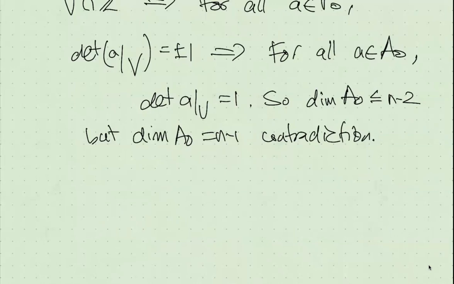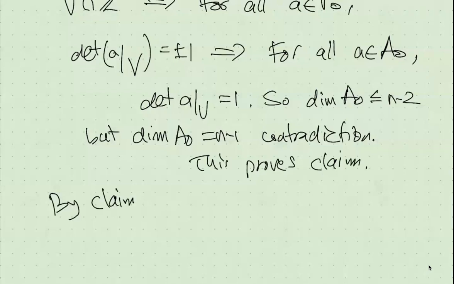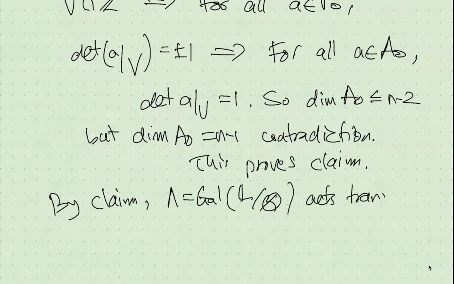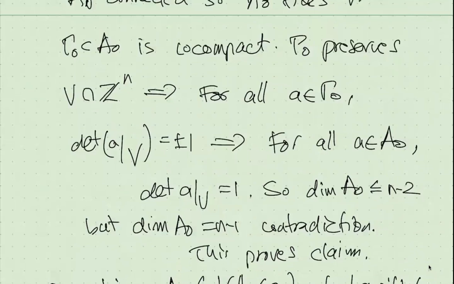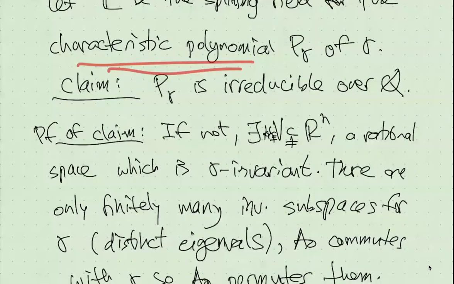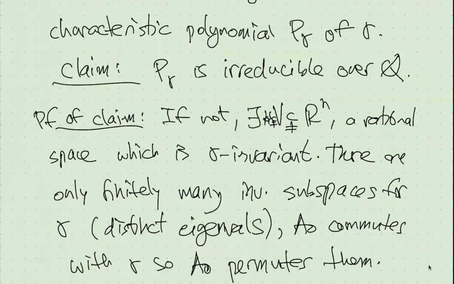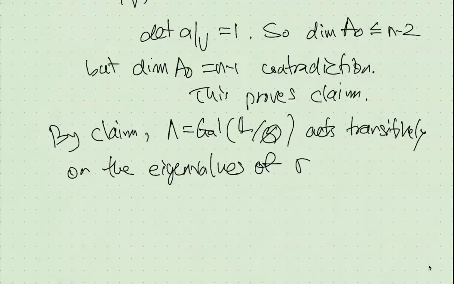So now what that means is that this proves the claim. By the claim, the Galois group of L acts transitively on the eigenvalues of gamma. Right? P gamma was the characteristic polynomial, but now it's irreducible, so it's the minimal polynomial. So it's the minimal polynomial of each and every one of these eigenvalues. And so this Galois group permutes all these zeros of this polynomial. So it transitively permutes the eigenvalues of this matrix gamma.